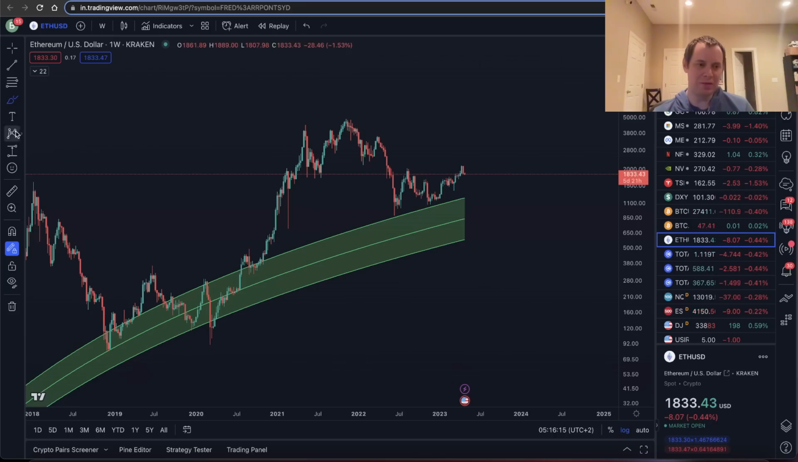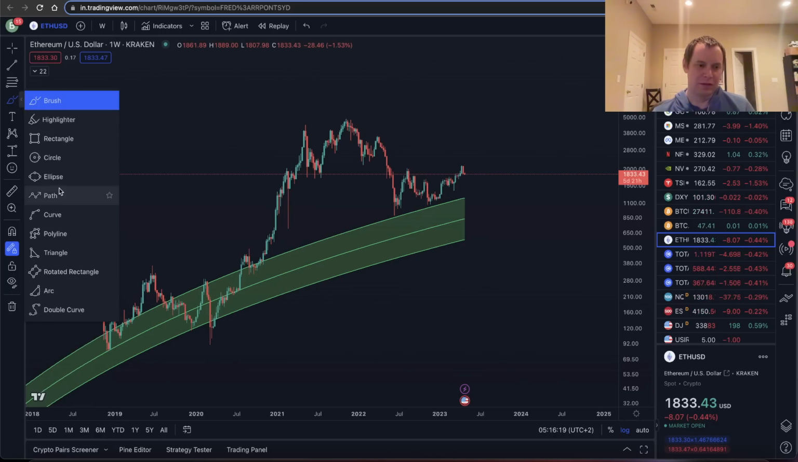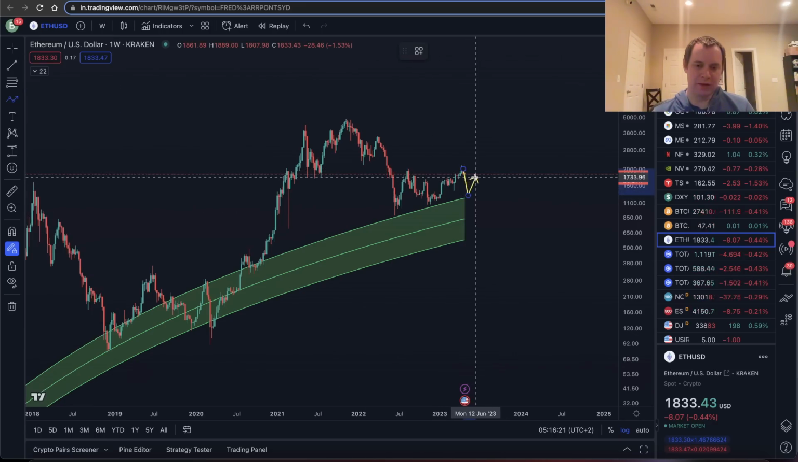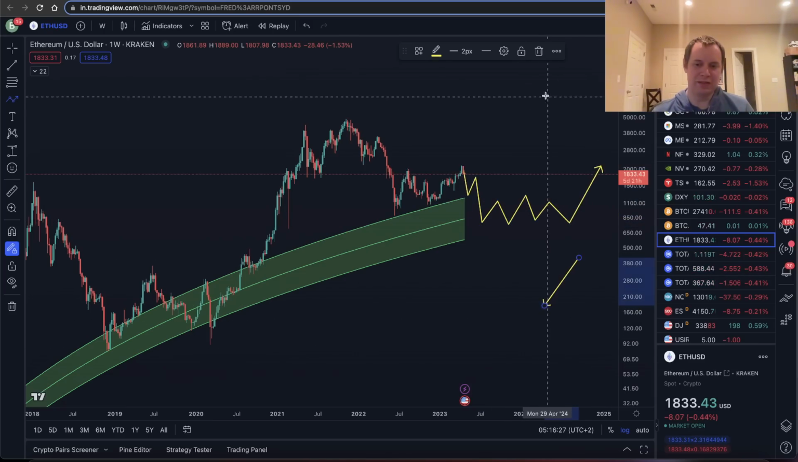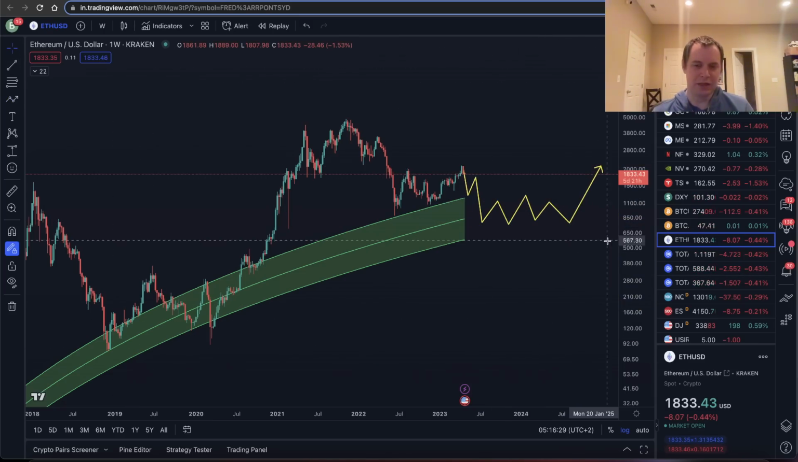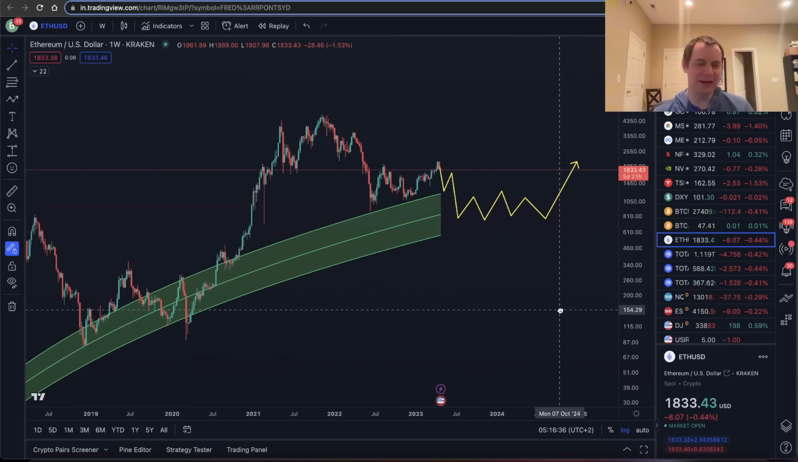So maybe something like if we were to draw a path out, like something like this, right? Where it sort of falls back in. And then from here, we build out a base and try to ultimately trend higher. That's the dream, right? That's the dream. At least for me. At least for me anyways.